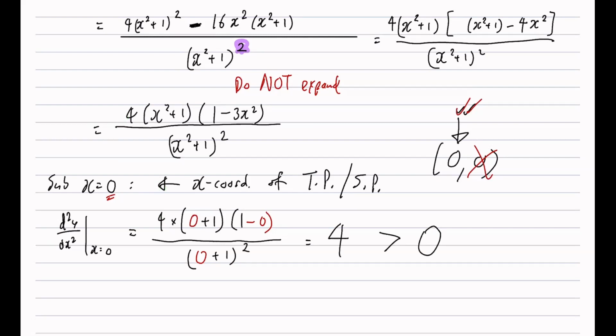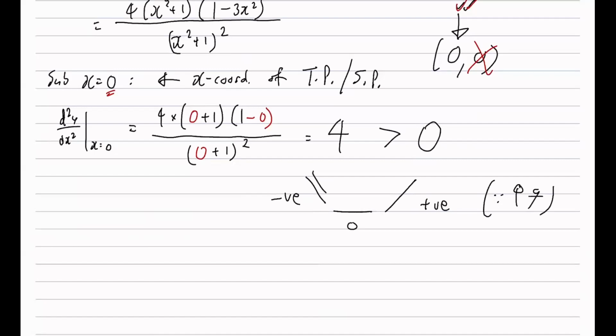More than 0 means happy or sad face? More than 0 means happy face. The rate of change of dy by dx, the gradient function, is more than 0, which means the gradient function is increasing. Increasing means negative to 0 to positive. Happy face. So as a result, we end up with this shape, happy face, which means that this is our minimum point. This point here is (0, 0). P, okay. Or Q, I don't know, doesn't matter.